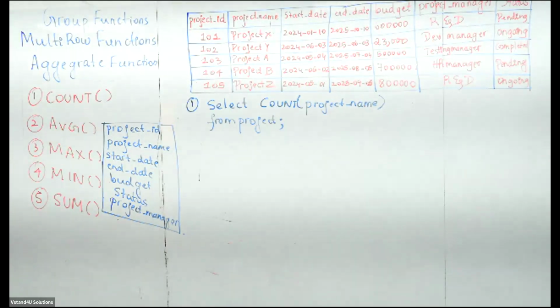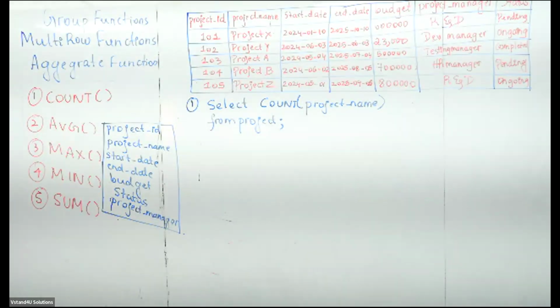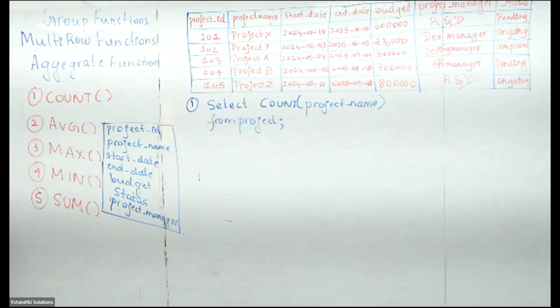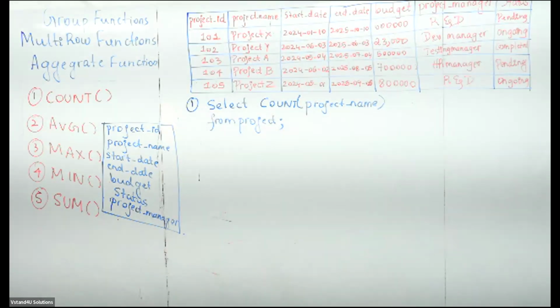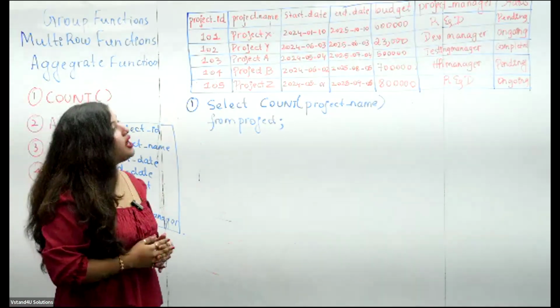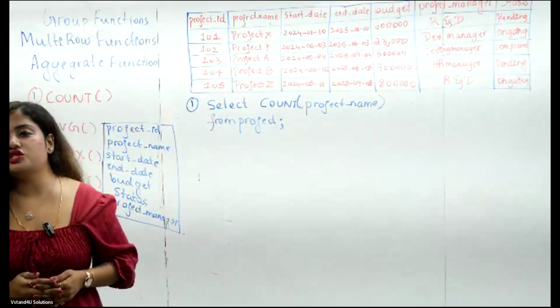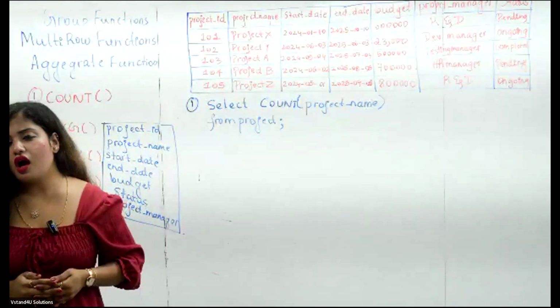Write a query to find the count of unique project managers in the project table. Now, if you people observe the table, they are telling you to get the what? Unique project manager count. Yes or no?